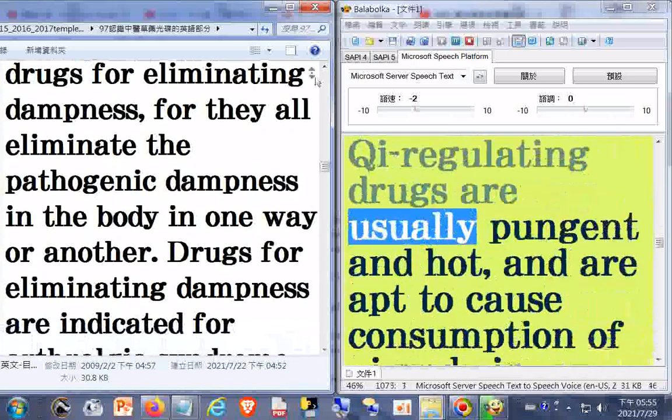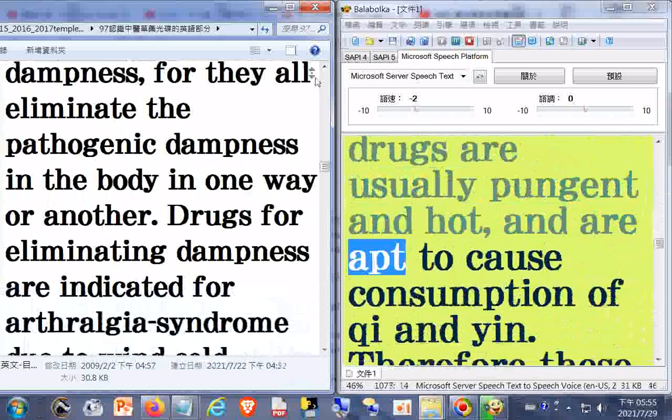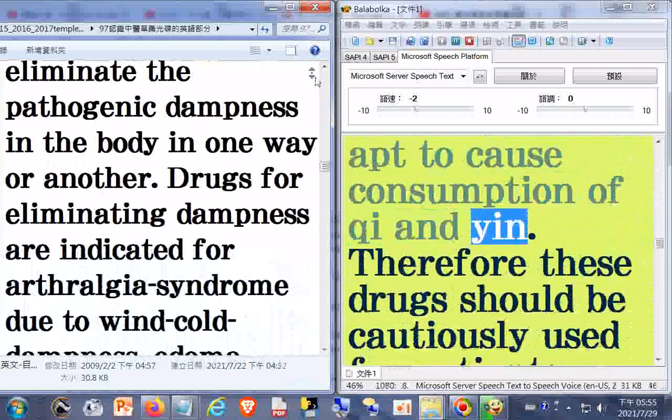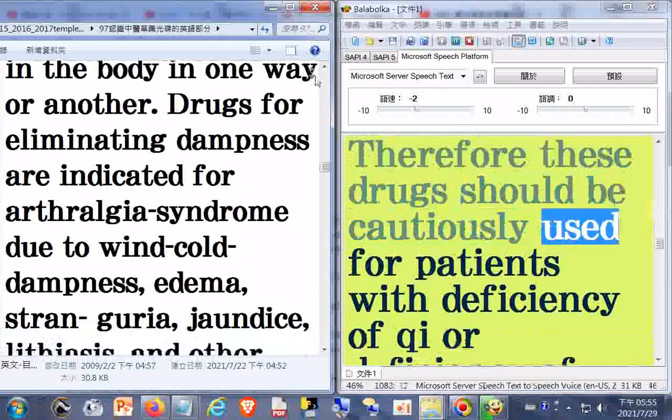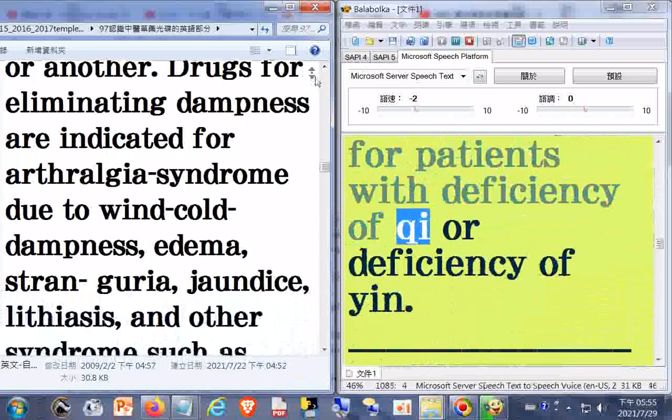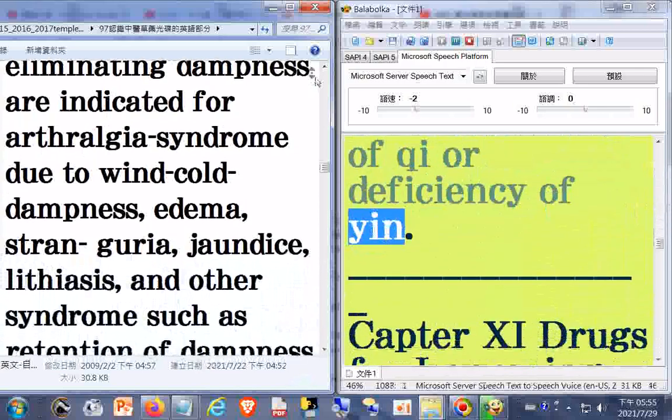Qi-regulating drugs are usually pungent and hot, and are apt to cause consumption of qi and yin. Therefore, these drugs should be cautiously used for patients with deficiency of qi or deficiency of yin.